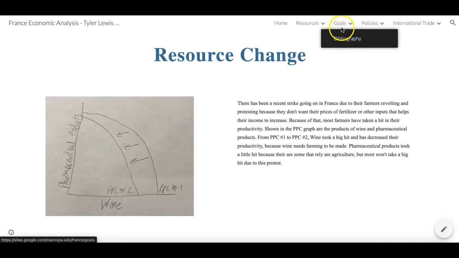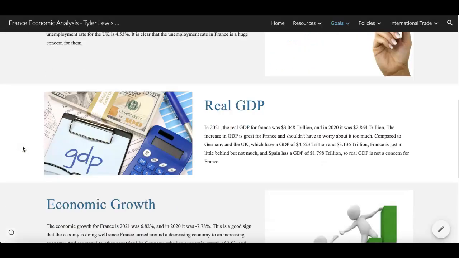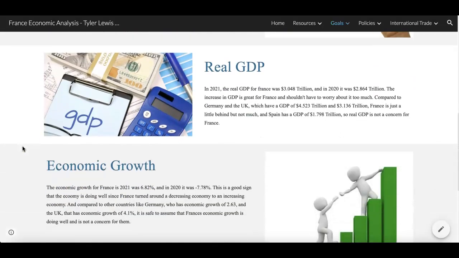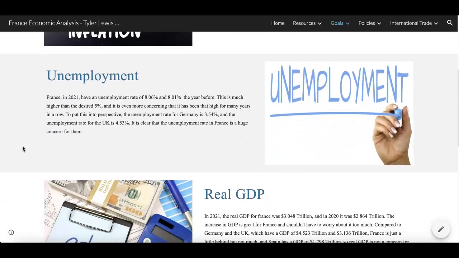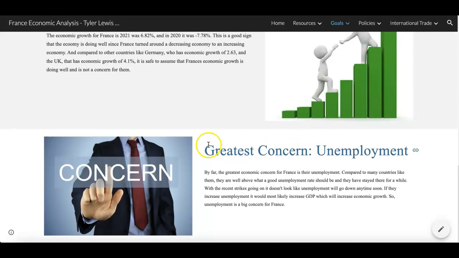For their goals, inflation, real GDP, and economic growth are all not big issues for France because they're all really similar to countries around them. But unemployment is still a big problem because it's been 8% consistently over the past couple of years. And with countries like Germany and UK at 3.5 and 4.5, it's clear that unemployment is a very big concern for France.